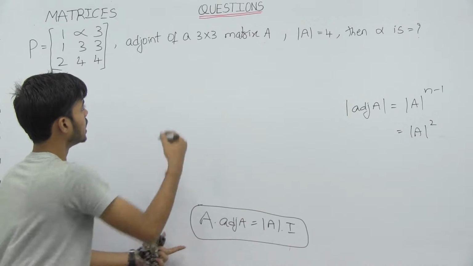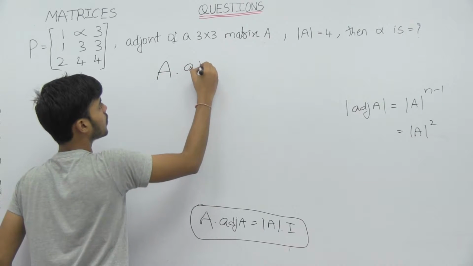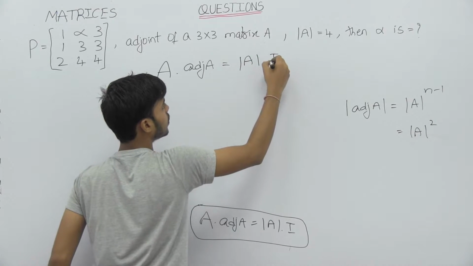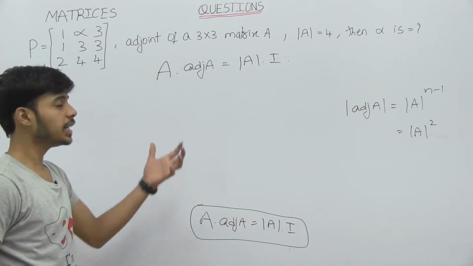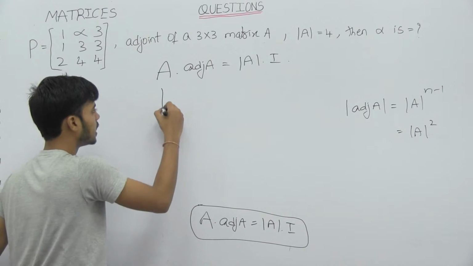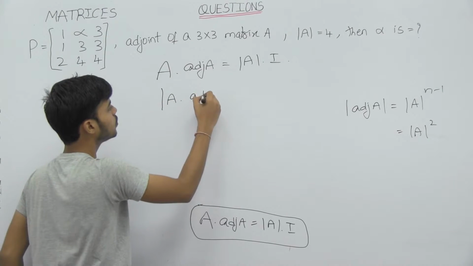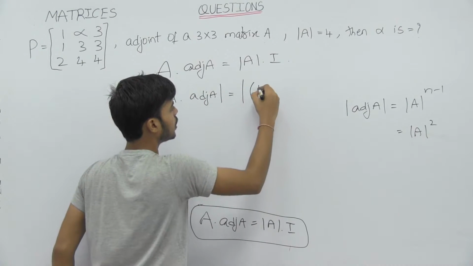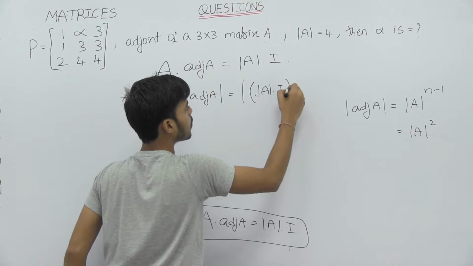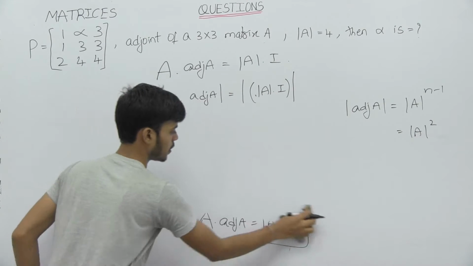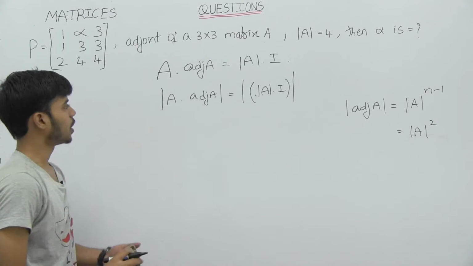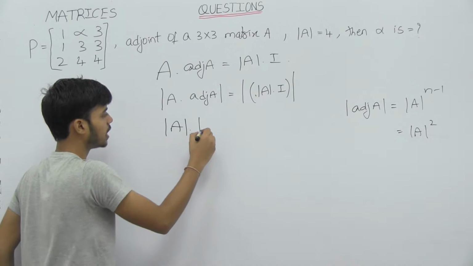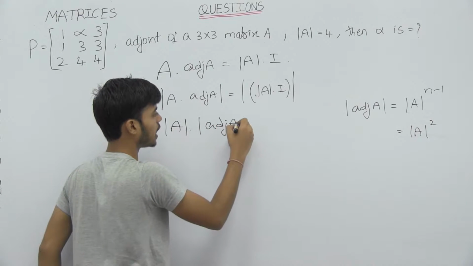Now let me consider this A into adjoint A is equal to determinant of A into I. Now let's apply determinant on both sides. Det of A into adjoint A is equal to determinant of det A into I. Now determinant of A into adjoint A is nothing but determinant of A into determinant of adjoint A.